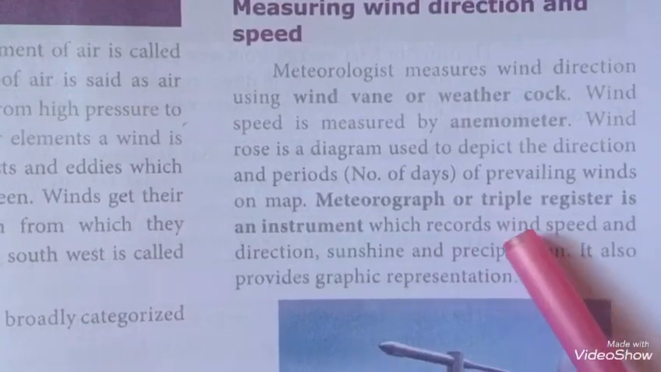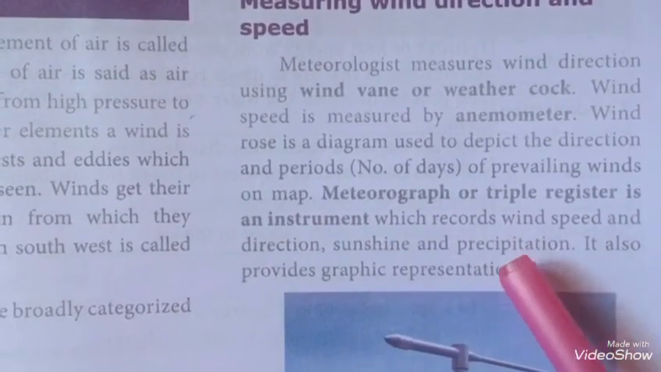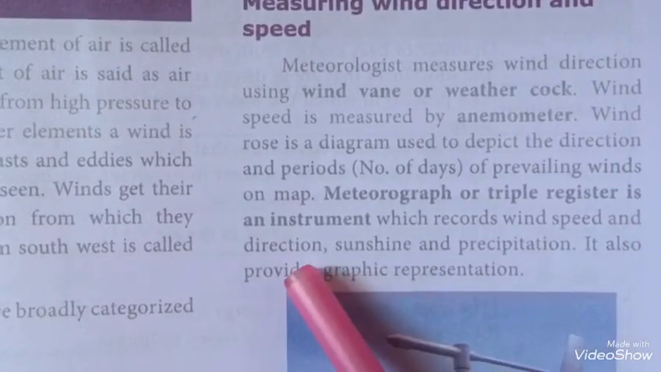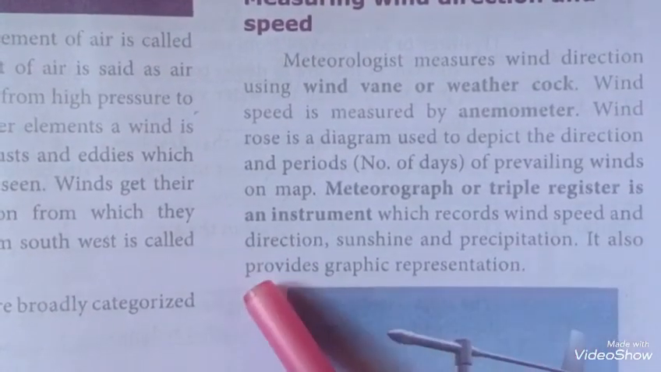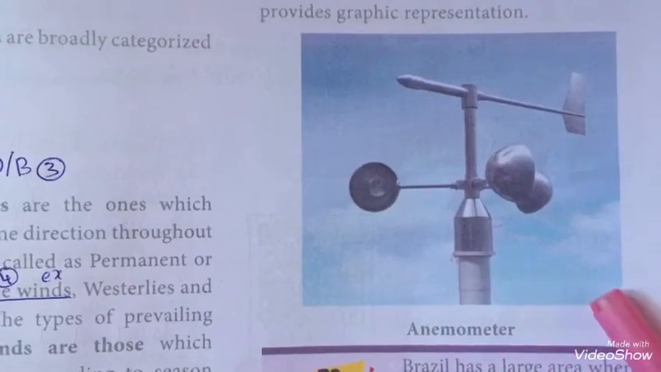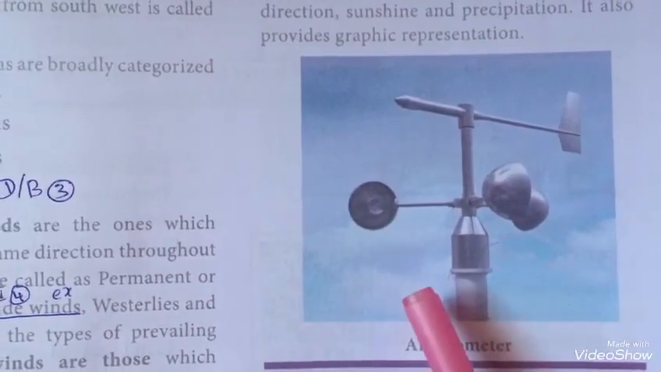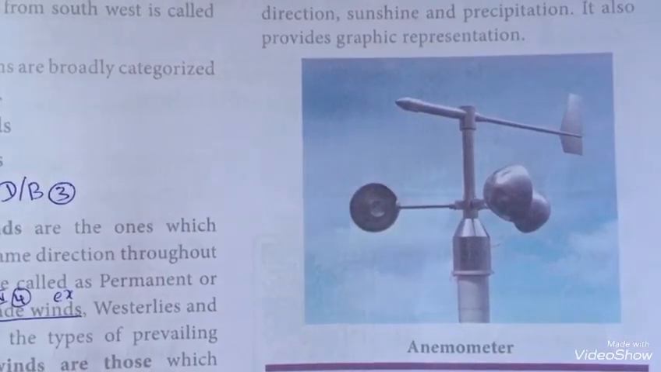Meteorograph or triple register is an instrument which records wind speed and direction, sunshine and precipitation. It also provides graphic representation. This is the image of anemometer. So anemometer is used to measure the speed of wind.